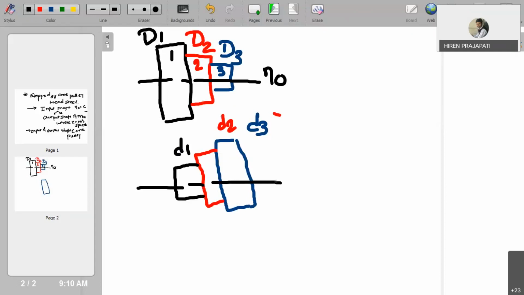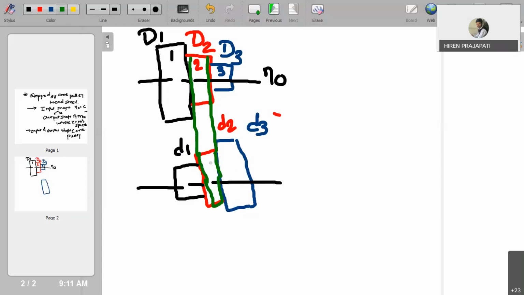And to transmit power we are using a belt, and right now we are assuming the belt is between pulley 2, capital D2, and small d2 diameter, right? And then we are getting transmission of power with the help of the belt. So we have the belt here. So we are transmitting power through the belt, right?